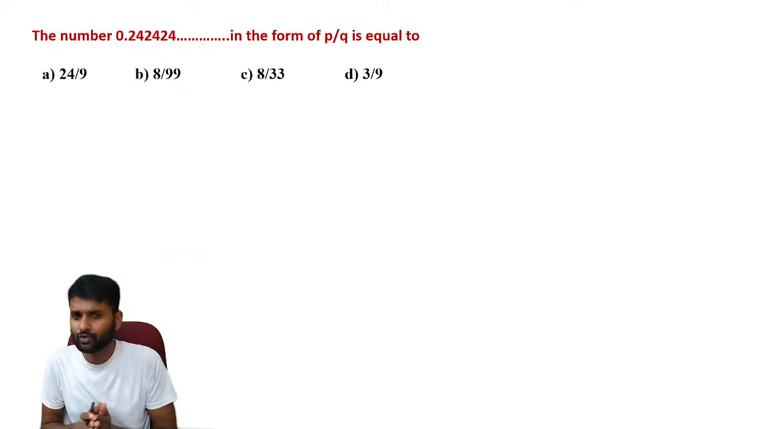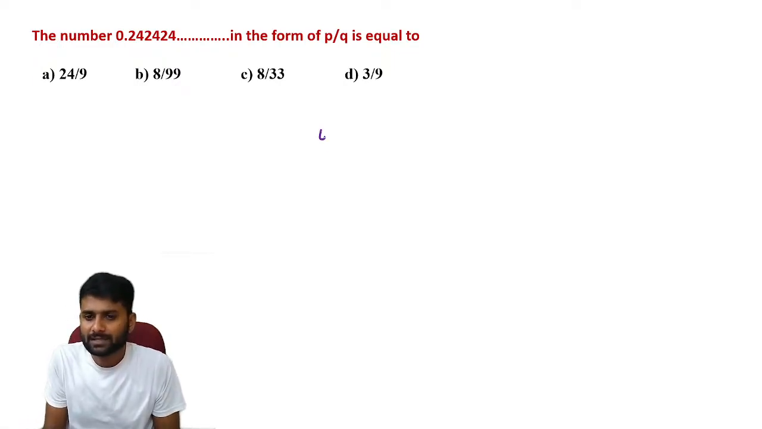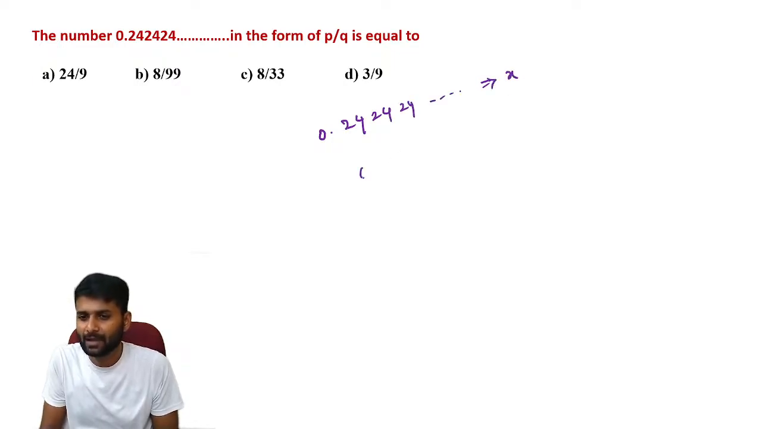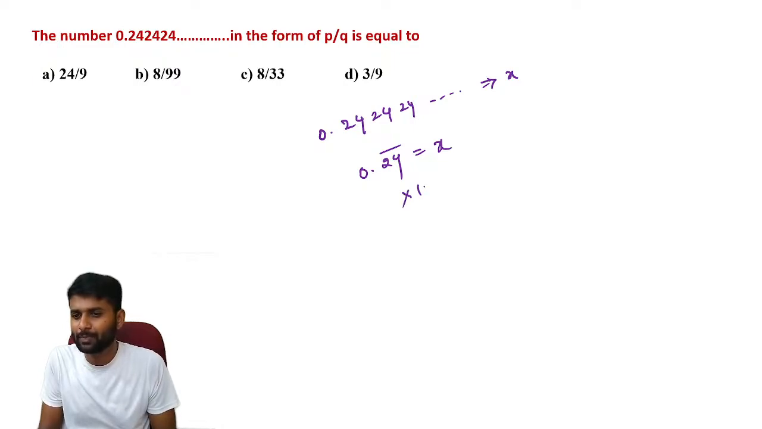The number 0.242424 in the form of p by q, what is the value? 0.242424 is repeated, let's take it as x. Understand this question, guys. Here two digits are repeated, that's why consider 24 with a bar equal to x. Now we are going to eliminate the bar value. So how are we going to eliminate it? Multiply 100 on both sides. If you multiply 100 on both sides, you will get the 24 before the decimal.